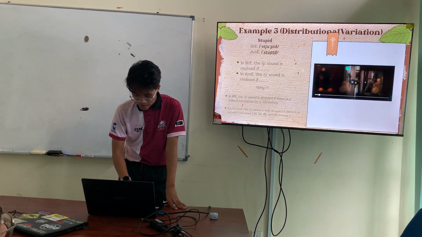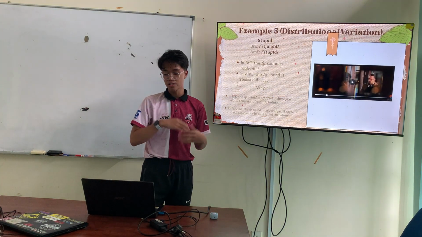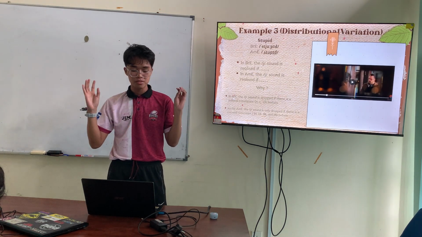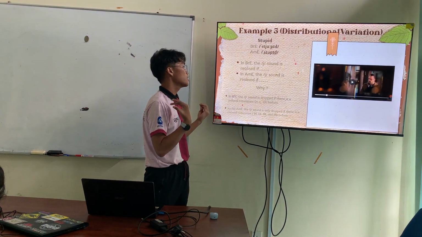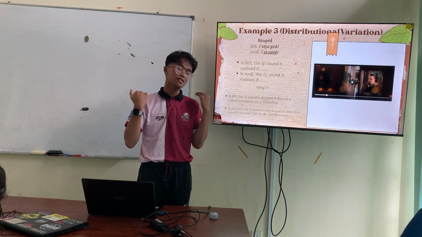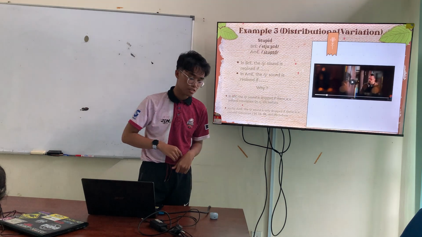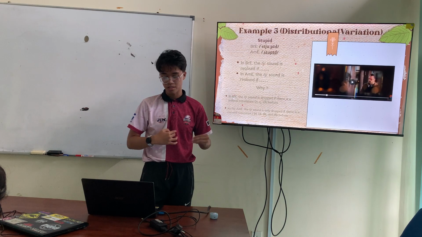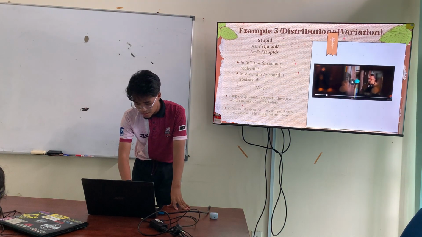And for the fifth example, which falls under the category of distributional variation, in simpler terms, distributional variation is a difference that is based on factors such as your geographical location, maybe your origins or habit formation, and all sorts of things. So for this example, let's take a look at this scene.